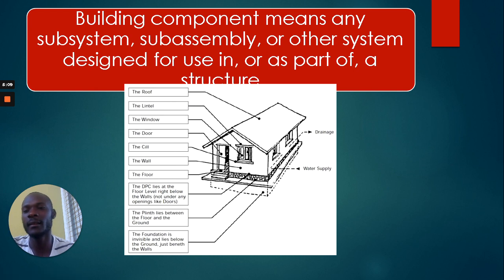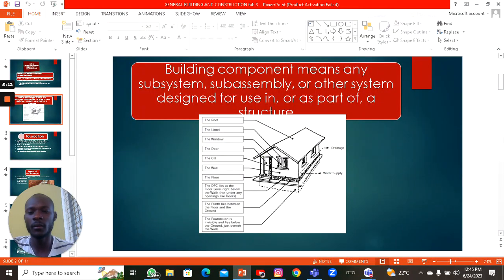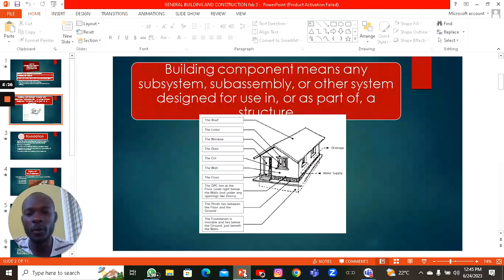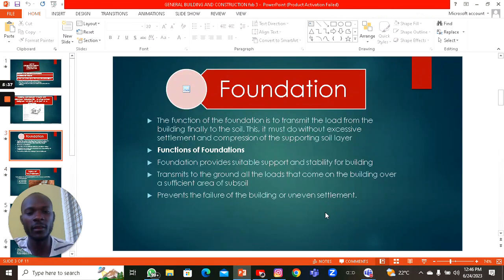Yes, Daniel? Okay, the building components that I have seen there on the screen. Yes. We have the roof, the lintel, the window, door, and what have you. Very good. So we have listed the examples of building components where we have the roof, lintel, window, and many others. So we are going to start with the first one, which is foundation.